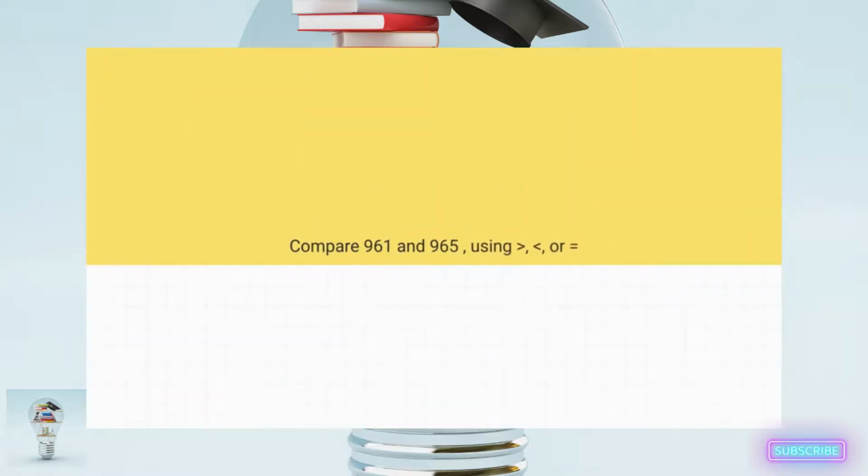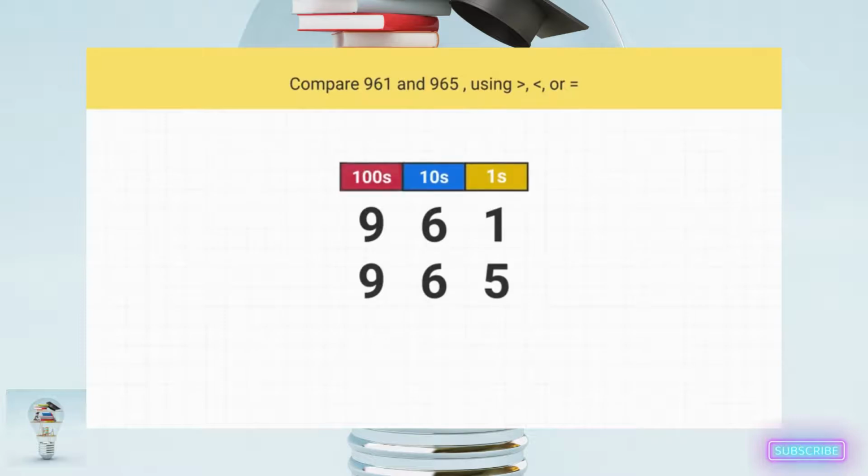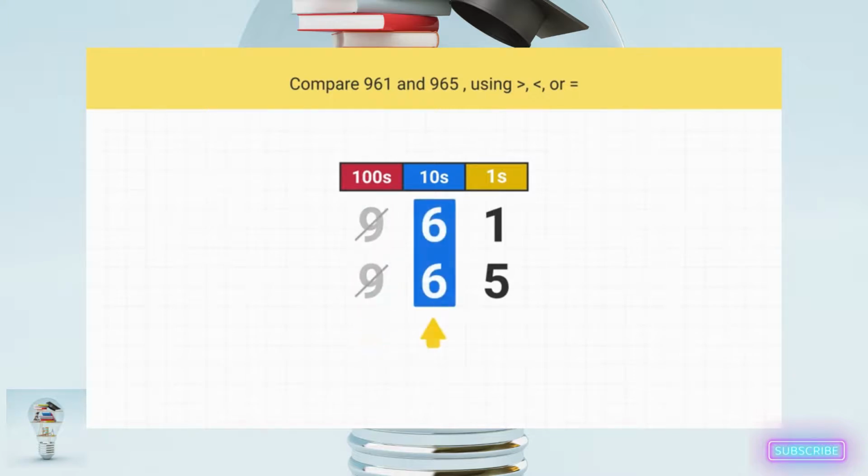Let's compare 961 and 965 using the greater than, less than, or equal to symbol. Well, just like before, we start by lining up our numbers. Which digit should we compare first? We always compare the largest place value first. We see both these numbers have 900s, so let's cross them out and look at the next place value.